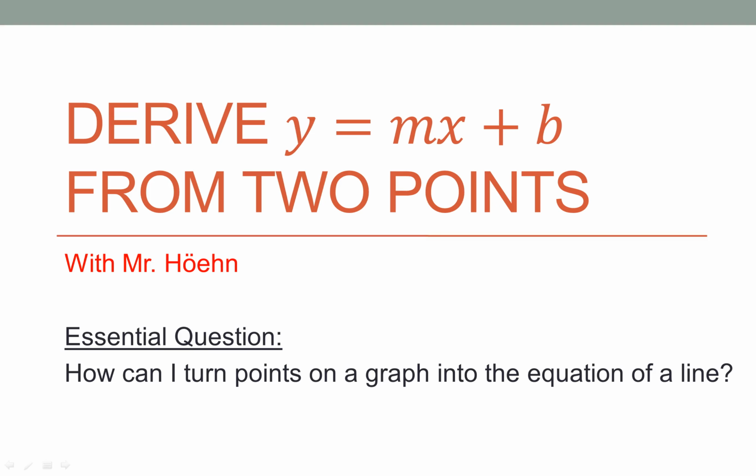All right, let's derive y equals mx plus b from 2 points. Join me, Mr. Hain. Our essential question is, how can I turn points on a graph into the equation of a line? Specifically for this one, slope intercept form.